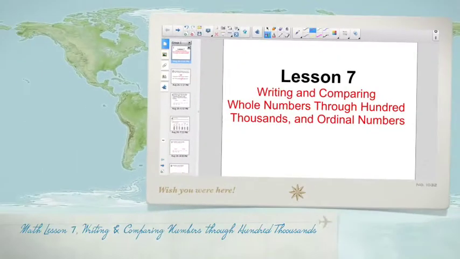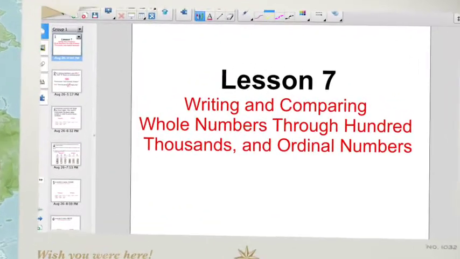All right, good morning. I know we doubled up on this lesson a few days back. I think we really got to break it apart and try it one more time. Get ready for lesson 7. We're talking about writing and comparing whole numbers through hundred thousands and the ordinal numbers.